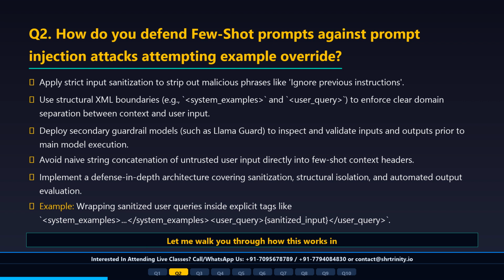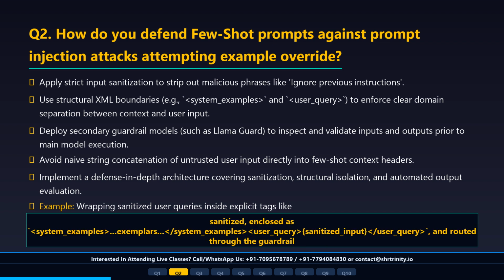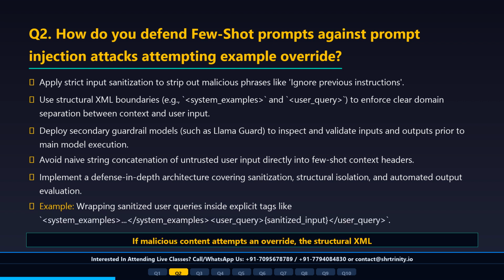Let me walk you through how this works in practice. When a query enters the system, it is sanitized, enclosed as system_examples, exemplars, /system_examples, user_query, sanitized_input, /user_query, and routed through the guardrail model. If malicious content attempts an override, the structural XML boundaries and safety guardrails catch the anomaly immediately. Avoiding naive string concatenation and maintaining strict syntactic isolation guarantees that user inputs remain contained, preserving system security without sacrificing execution speed.